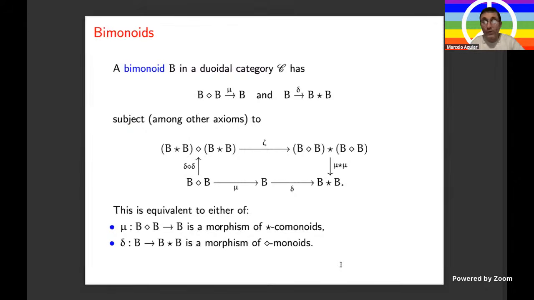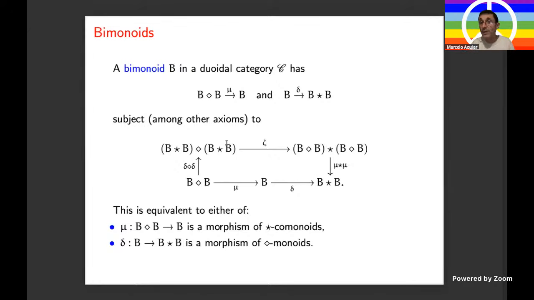All right, so what I'm going to do now is take a quick look at bimonoids and then at duoids in more concrete detail. Because the definition we gave before is packed, let's unpack it. So what is a bimonoid in a duoidal category C? Well, it is an object. It has a multiplication with respect to diamond and a comultiplication with respect to star because of the way we defined it. And the main compatibility axiom boils down to this.